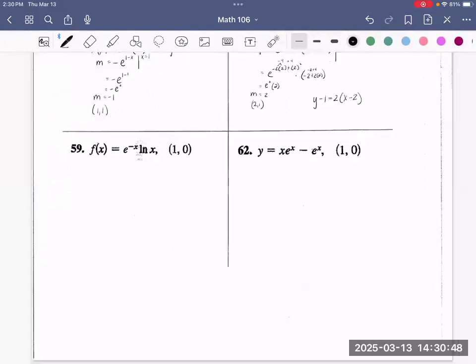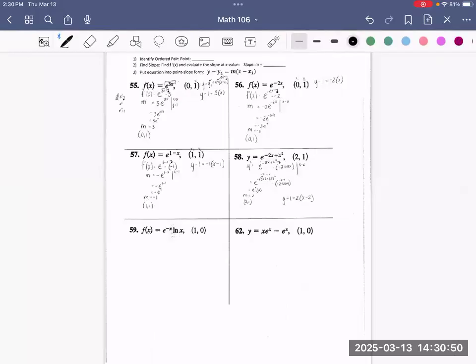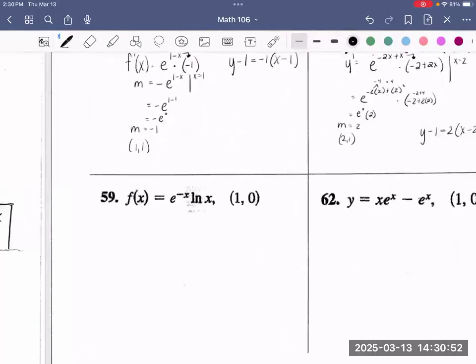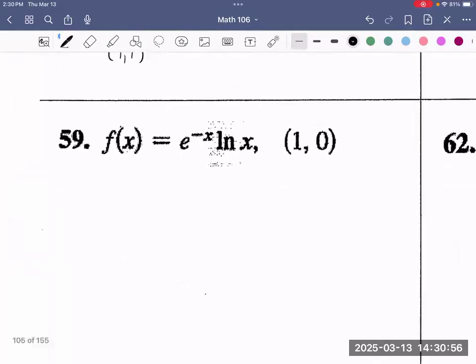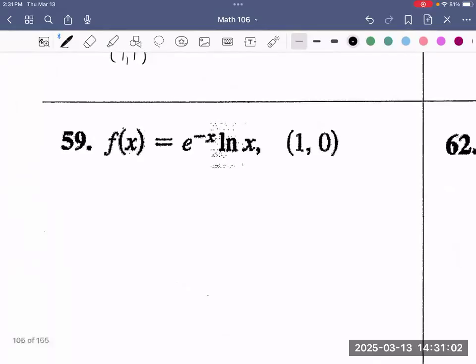All right, I will do maybe one more, and that way I'll leave one for you guys. I'll probably do 59. That way you guys can see the derivative with ln. Now here we have the main idea of the product rule. So if you still need to break it up with the product rule, I'll show you that here. Maybe we're just struggling with that aspect of it.